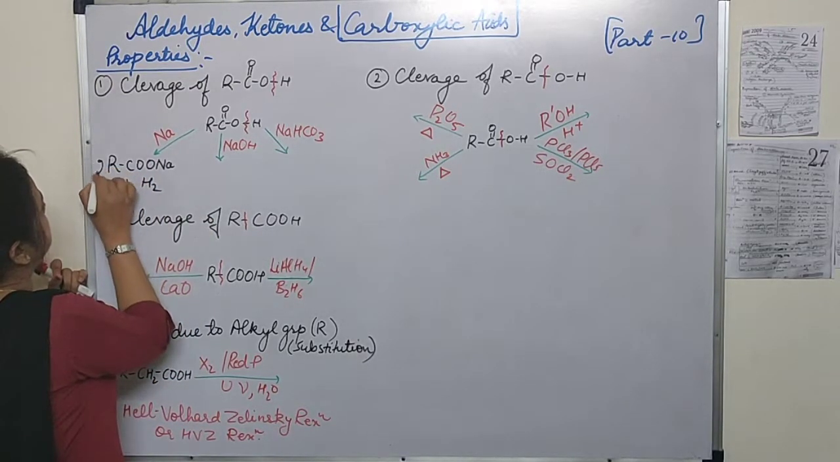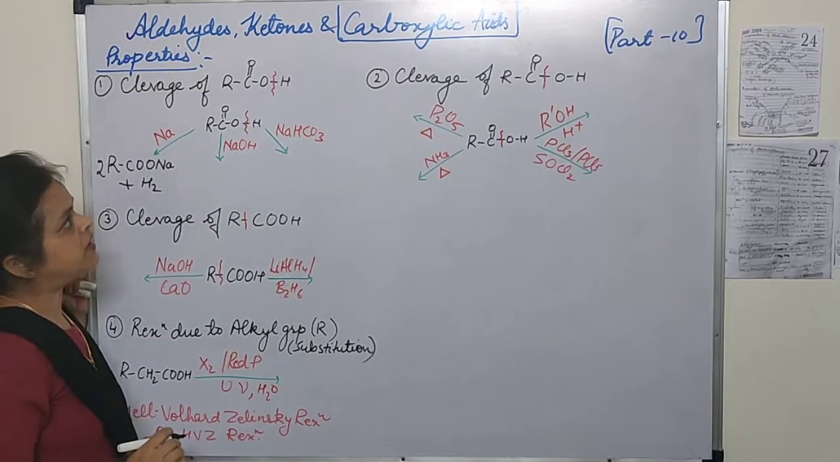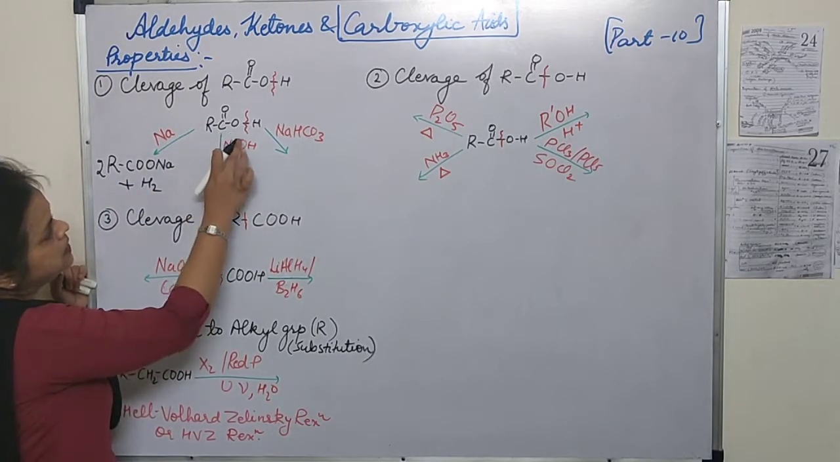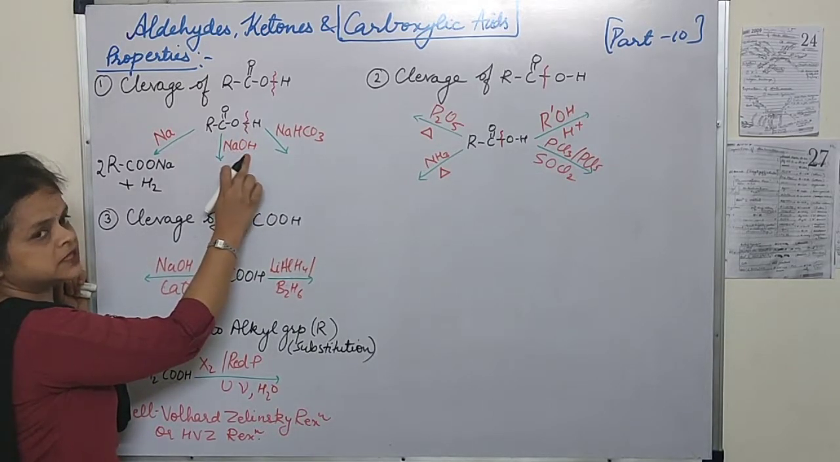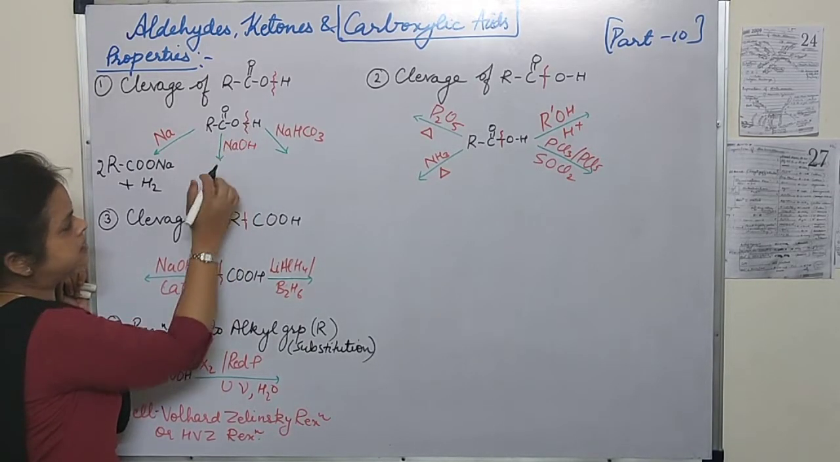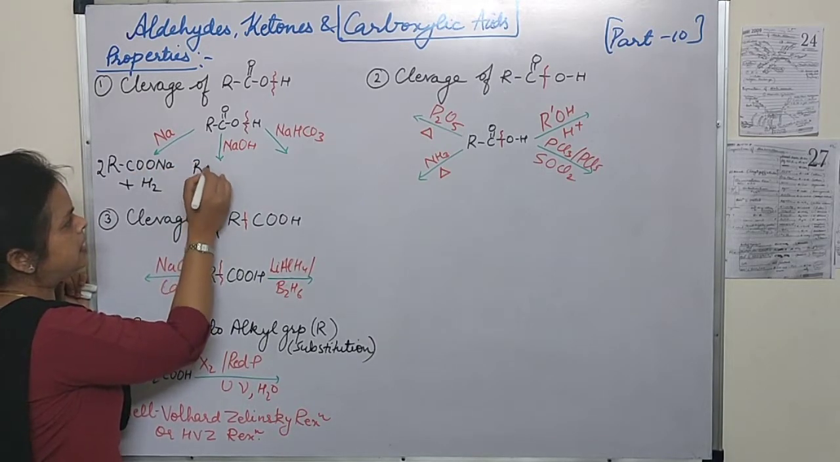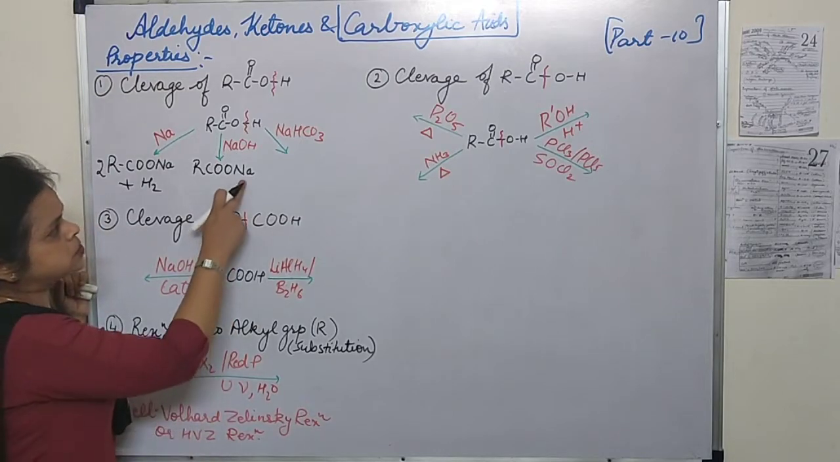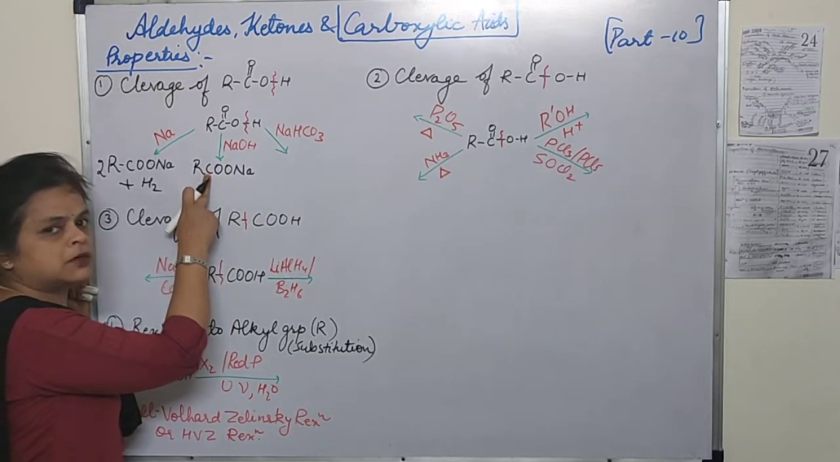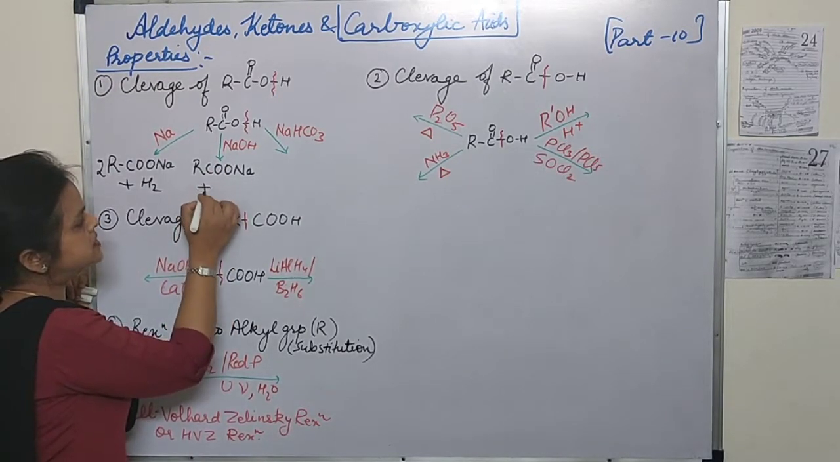Now here we will take 2 moles of RCOOH. Similarly, when you make it react with NaOH, this H will combine with this OH and Na will take its place, and we will get RCOONa. Okay, so this is the sodium salt of the carboxylic acid. Here, what is the side product?